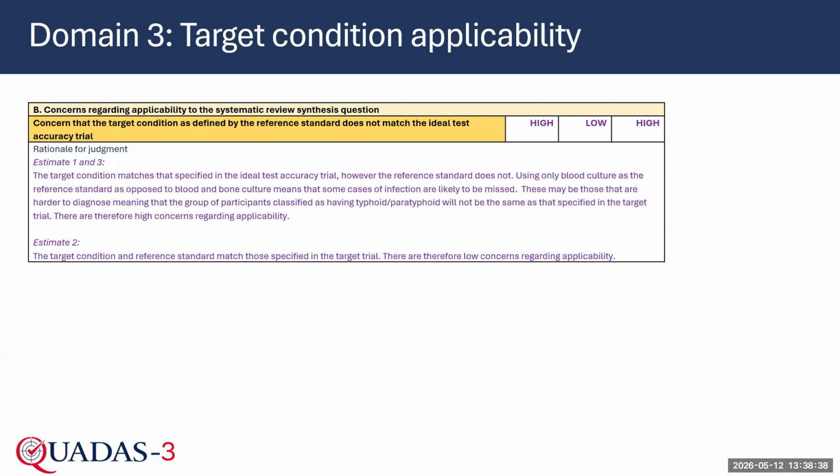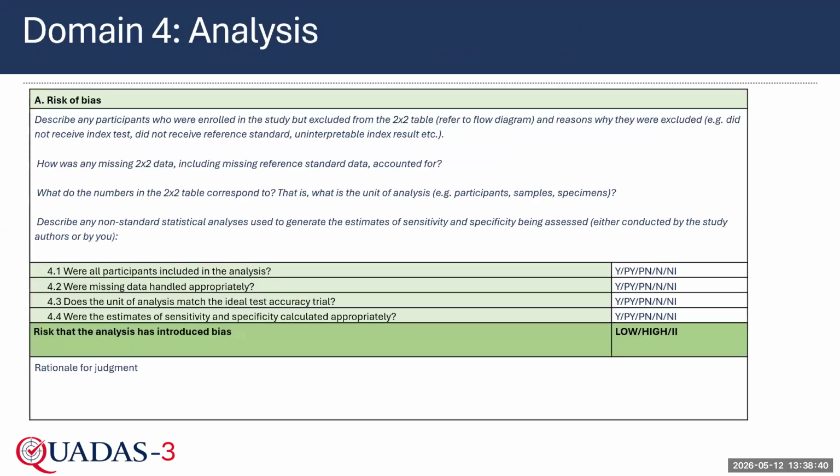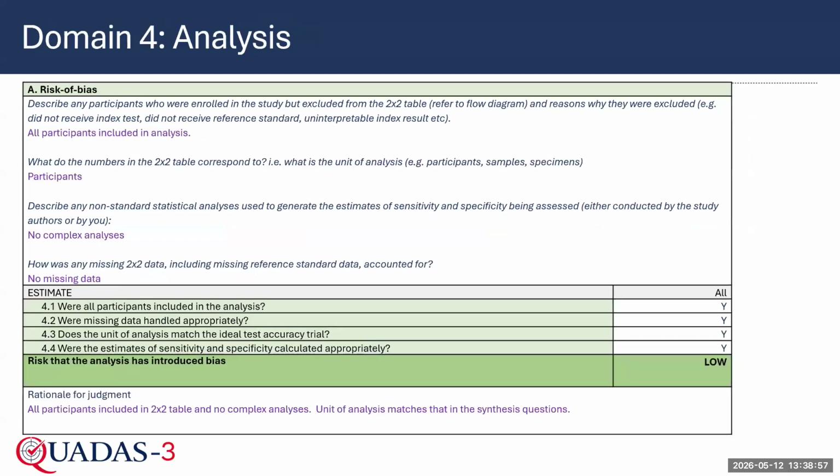Okay, so our final domain is our new analysis domain. So this was the flow and timing domain, but we've moved a lot of what we had in the flow and timing domain into domain 3 about the target condition. And what we're left with here really is all about analysis. And again, I'll take you through that with our worked example.